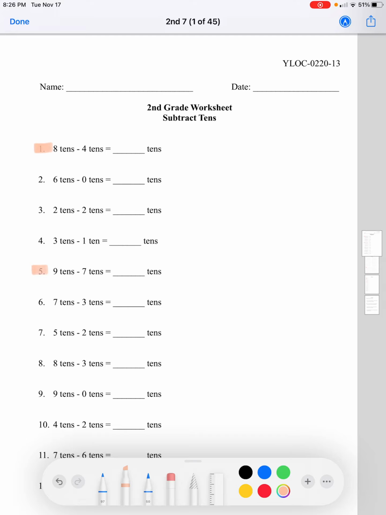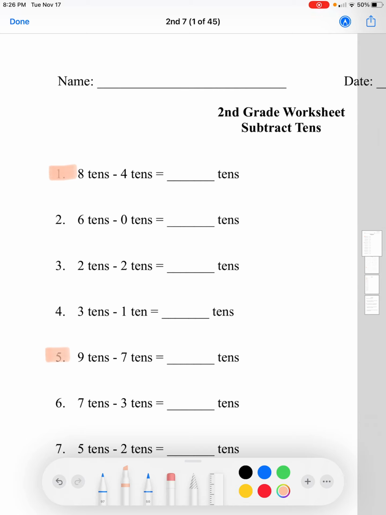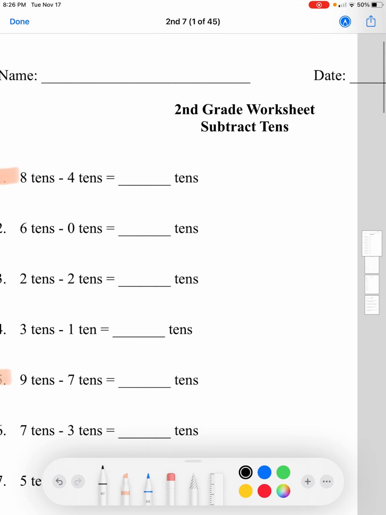So our first topic is subtracting tens. So we'll be going over our first example. It says 8 tens minus 4 tens equals blank tens. So we're going to treat this as a normal subtraction problem. We'll just rewrite it right here.